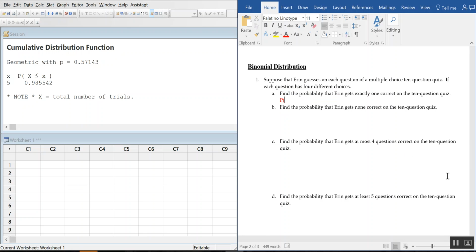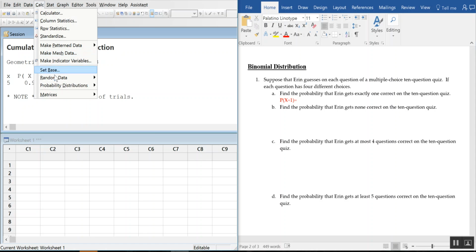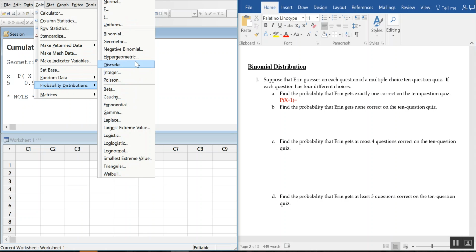So we want to find the probability that she gets just 1 correct. And you can do this like we have previously. We go up to the Calc menu, we go down to probability distributions, and now we're going to choose the binomial.